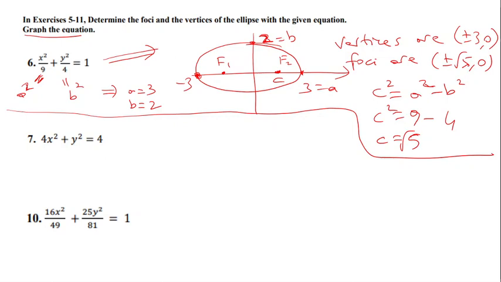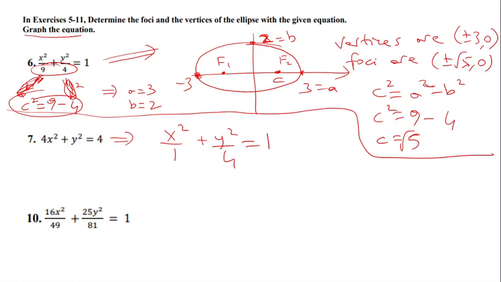As a shortcut, you can directly say C squared is equal to 9 minus 4, without going into A squared or B squared. This is also a shortcut. Now let's look at the next one. Let's make it into the standard form by dividing both sides by 4. So you'll get 1 here, and this one is y squared over 4, which is equal to 1.